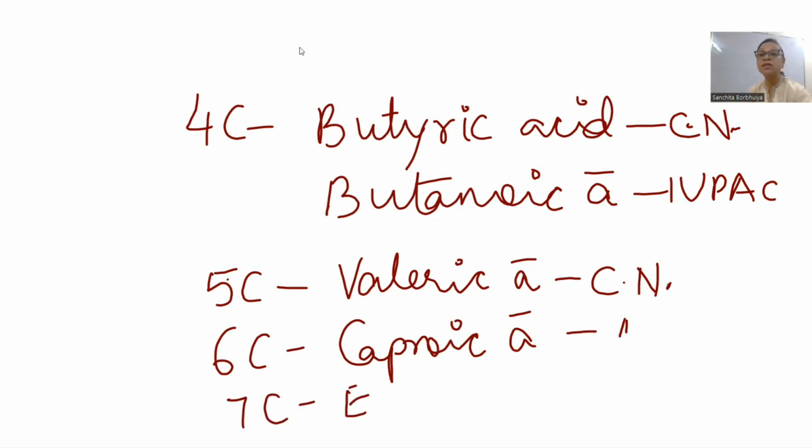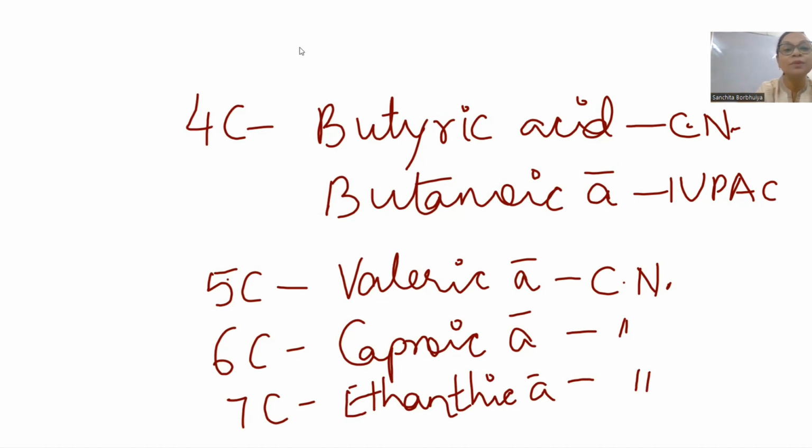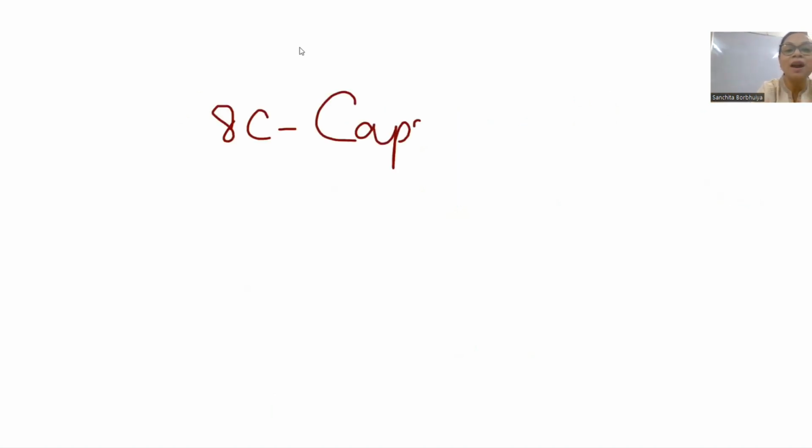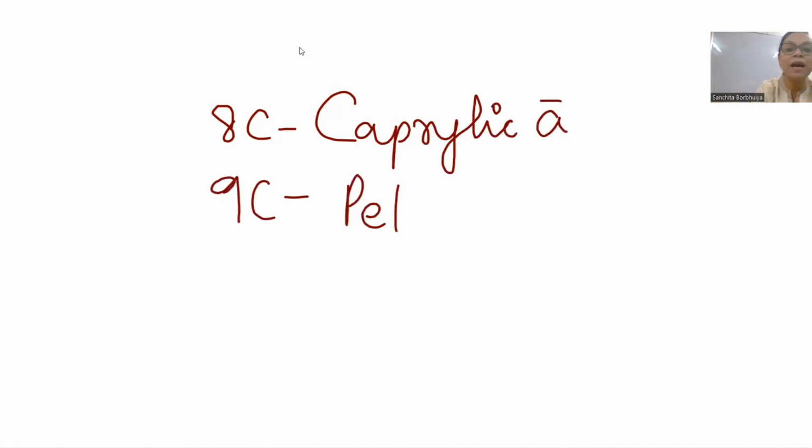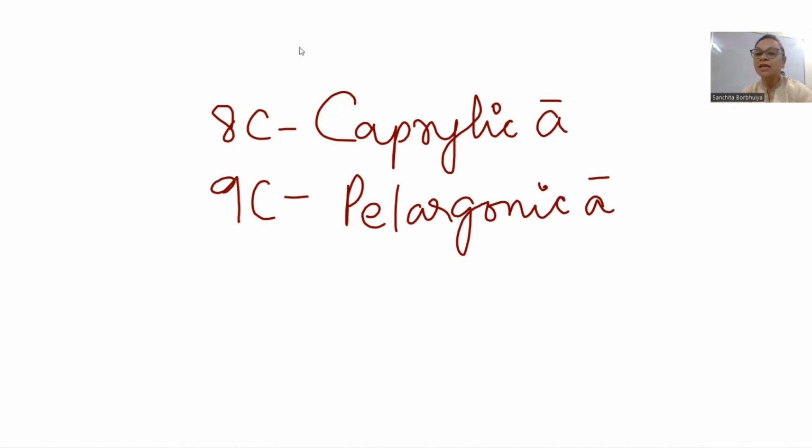I hope you still remember the 7-carbon acid. It has a lot of names like heptylic acid, heptoic acid. These are a few other names of the 7-carbon carboxylic acid. Next, if we go to the 8-carbon, caprylic acid, 8-carbon acid. 9-carbon, pelargonic acid. Pelargonic acid. Yeah, I can continue this list for a long time.